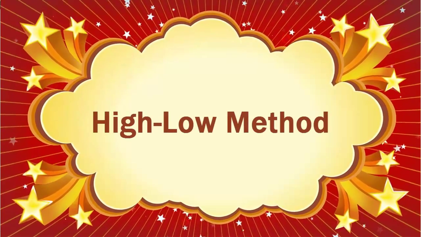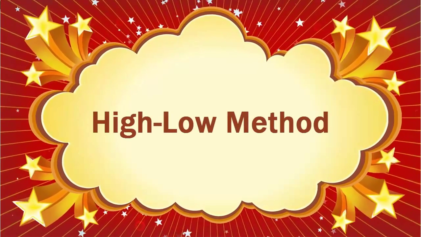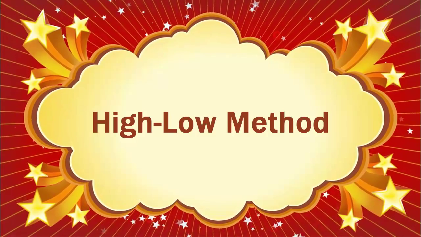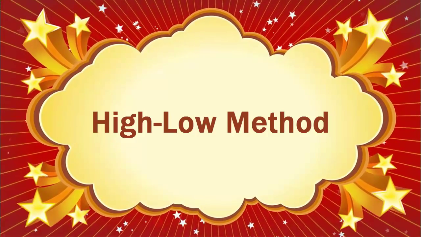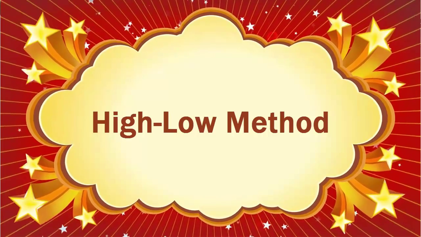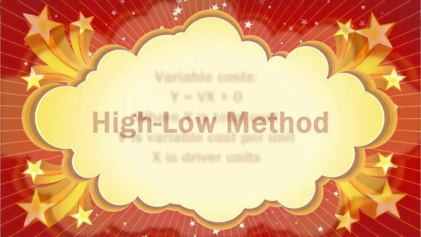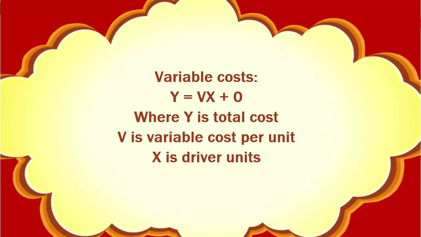This video is on using the high-low method to create a formula that helps us predict future costs. In the past video, we looked at cost behavior. Variable costs are very easy to predict because they're linear, and for one more unit, you have one more set of costs.